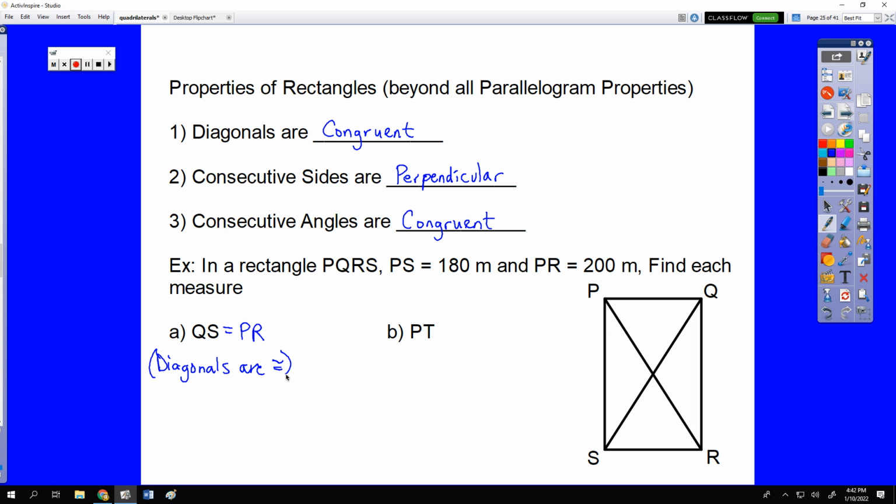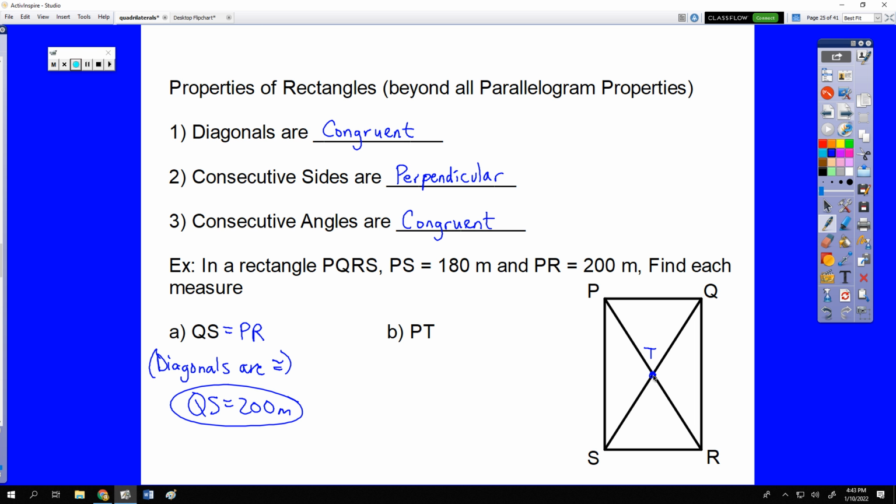So there's our reasoning. Well, if QS is equal to PR, that means that QS is equal to 200 meters, and the problem is complete. Now, finding PT is a little bit more difficult, especially since I didn't include the T. So the T is supposed to be this intersection point here, okay? So T is where those two diagonals intersect.